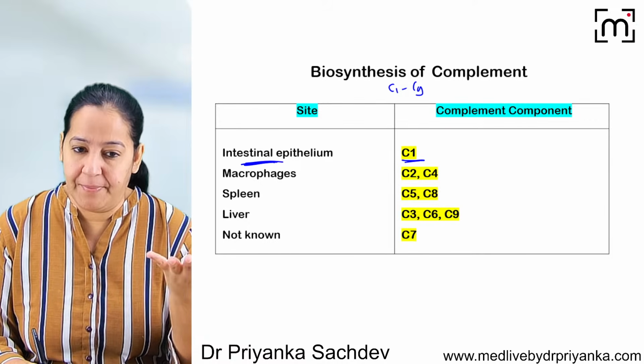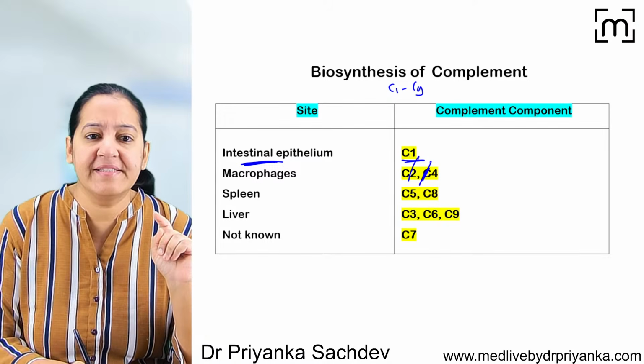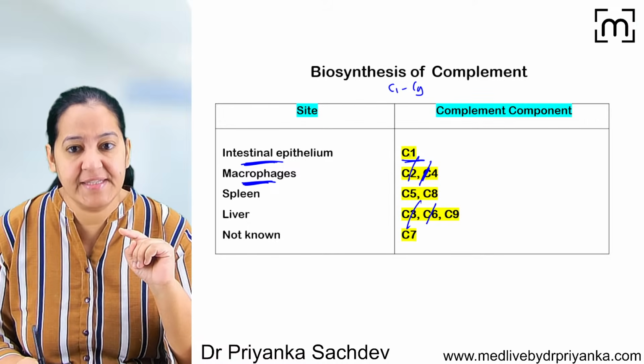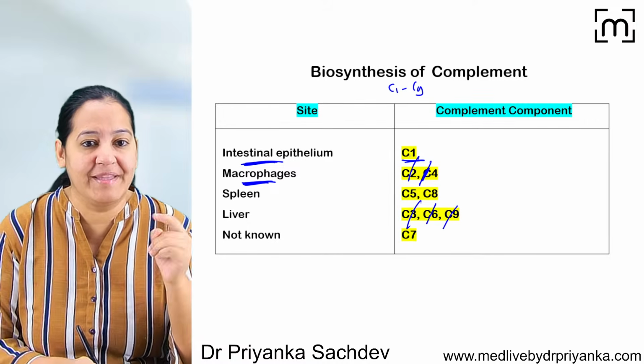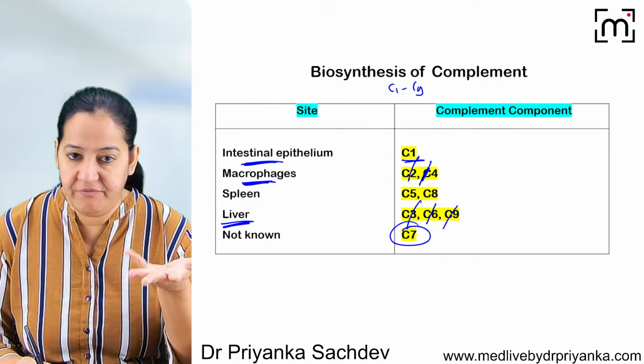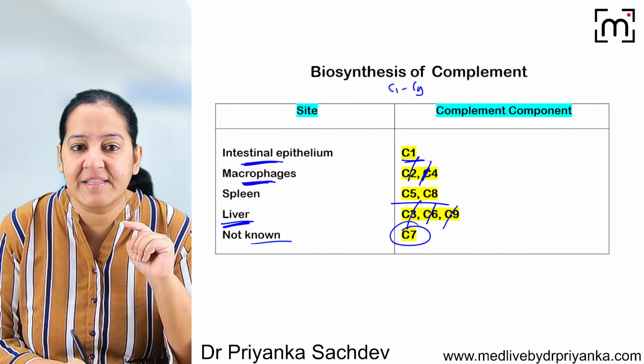Now say multiples of 2, C2 and C4. Both of them get synthesized in the macrophage. Multiples of 3, C3, C6, C9, are synthesized in the liver. C7 is unknown. We don't know where it is synthesized. And what is left? C5 and C8. They are synthesized in the spleen.